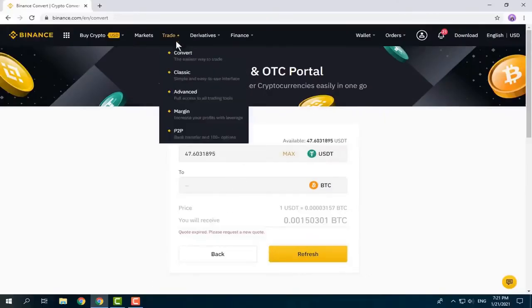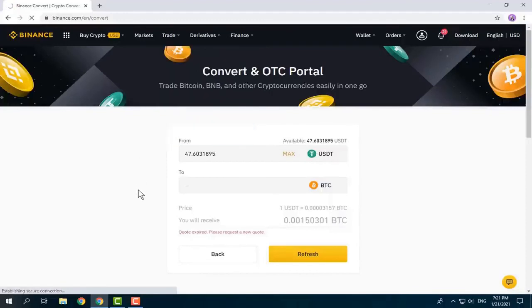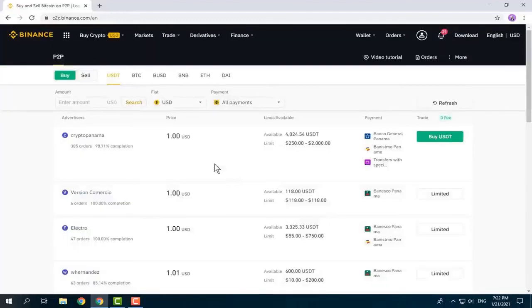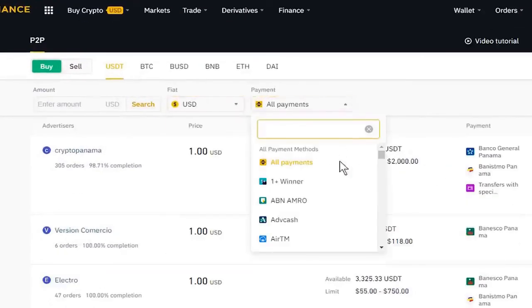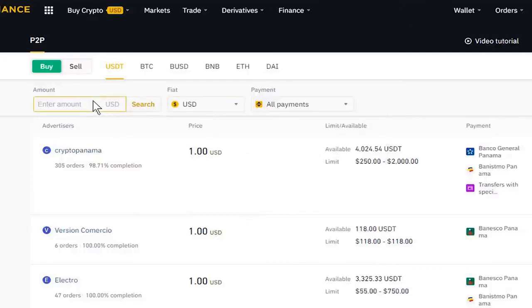Okay, now let's go to P2P and see how we trade here. P2P trading is actually peer-to-peer trading, and here you can trade crypto in exchange for your local currency. For example, you can choose your local currency here, and here you can select your desired payment method, and here you can search based on the amount of your local currency that you want to exchange. And at this part, you can choose the coin that you want to exchange with your currency. And here you can choose whether you want to buy or sell.